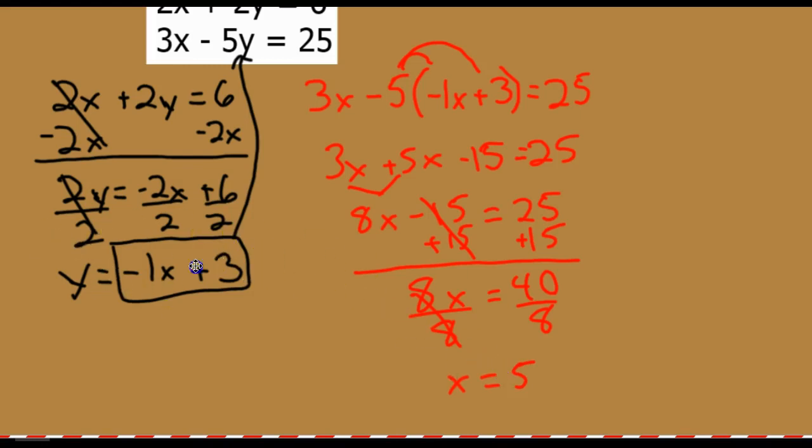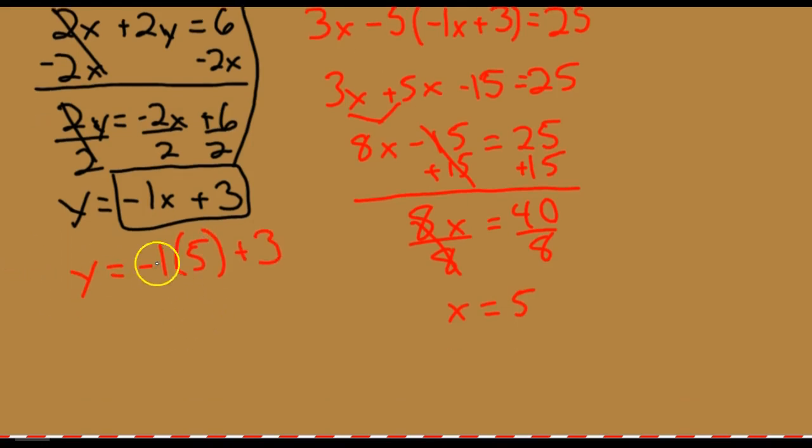Now we can take that 5 and put it into our equation here. So y equals a negative 1 times 5 plus 3. Negative 1 times 5 gives negative 5. Negative 5 plus 3 is a negative 2. So y equals negative 2. And our solution comes out to be 5, negative 2.